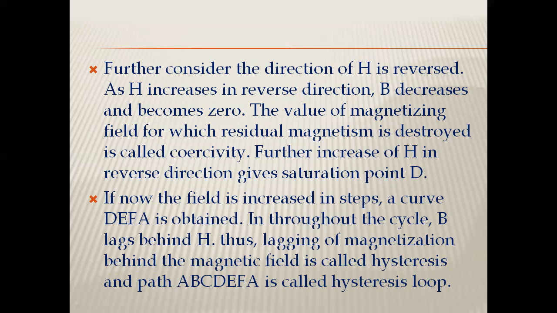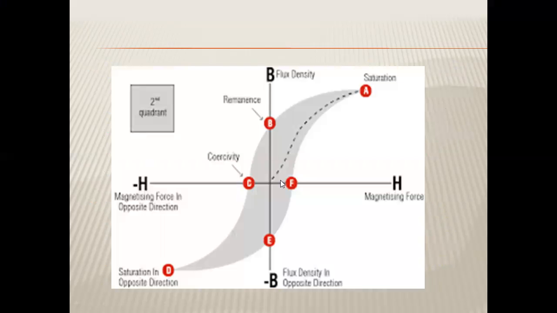If now the field is increased in steps, the curve DEFA is obtained, and throughout the cycle, B lags behind H. Thus, lagging of magnetization behind magnetic field is called hysteresis, and the path followed is called the hysteresis loop. On the graph, wherever you find that B is lagging behind H, that lagging of magnetic flux density behind magnetizing force is called hysteresis, and the loop OABCDEFA is called the hysteresis loop.